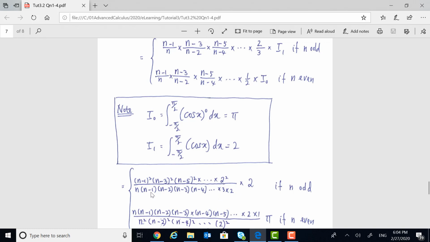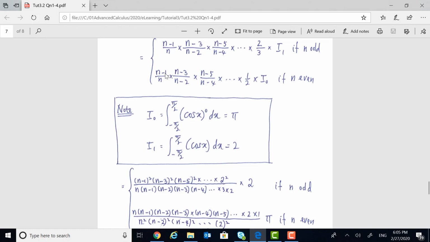As much as I added this extra term on the denominator, I have to do the same thing to the numerator, and that's why it resulted in n minus 1 squared, and then n minus 3 squared, n minus 5 squared, 2 squared, and so on. So in the case when n is odd, I'm just rewriting this into this form, and the reason why I'm writing this form is because I want the denominator to turn out to be n factorial.